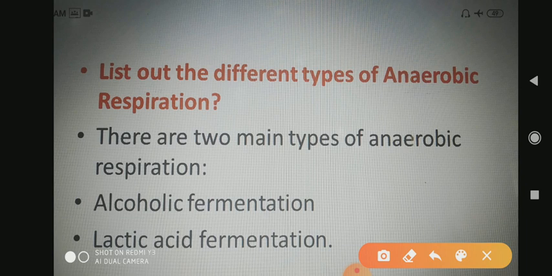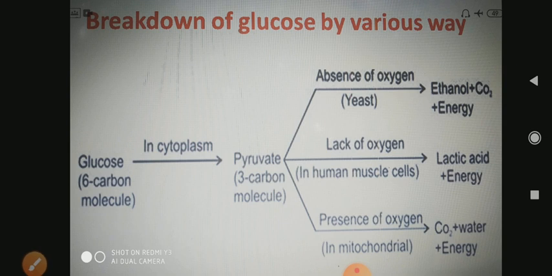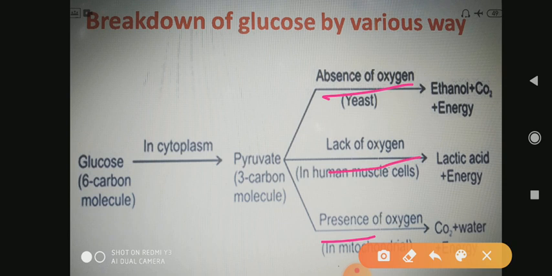Now see next. Next is breakdown of the glucose in the various forms. Breaking down of the glucose takes place in three ways. First is in the presence of oxygen. Then second is absence, and third is lack. It means the first is where oxygen is completely present, the second is where oxygen is totally absent, and the third is lack of oxygen, that is, it is less. Then see one by one.